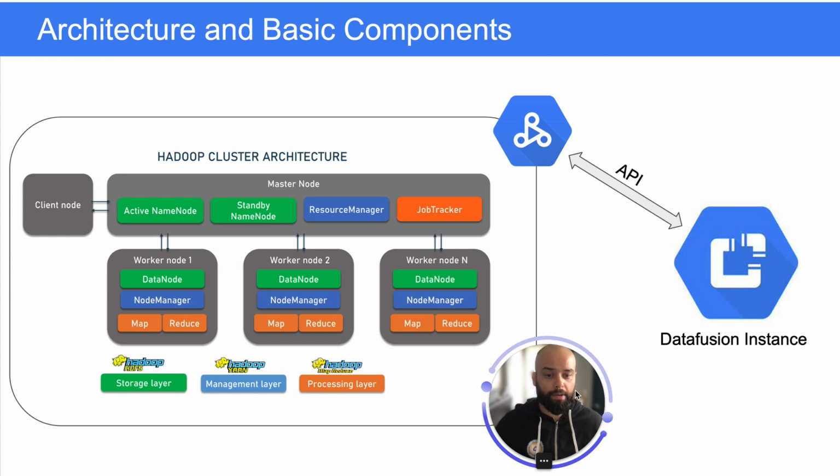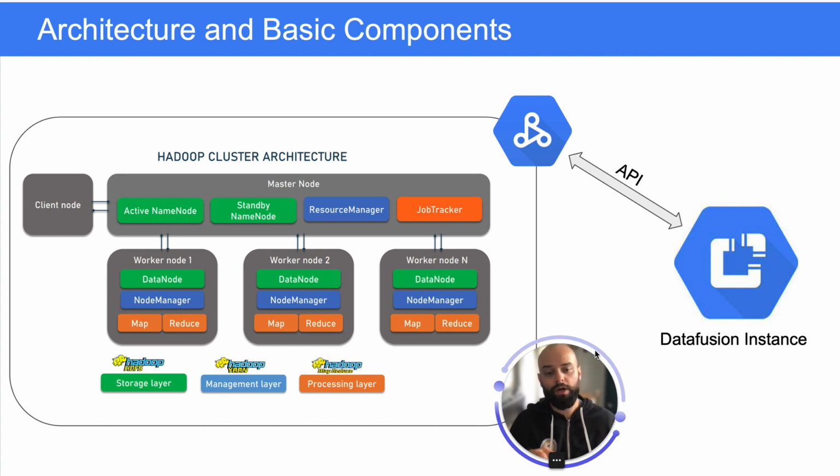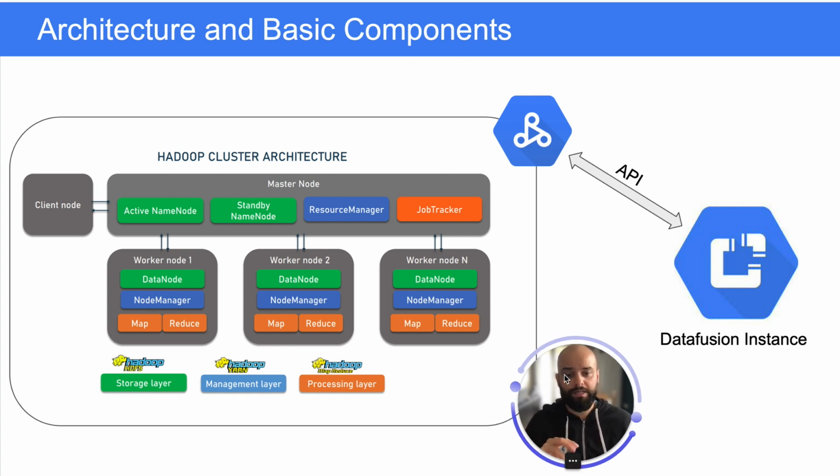Well, basically this is what we have in Datafusion as a whole. So we have two main components, which is a Datafusion instance and a Dataproc cluster. These Datafusion instance talk with the Dataproc cluster through APIs. We're gonna need to enable this API later on when we start our instances. Okay, and here I want to show you the nice part.